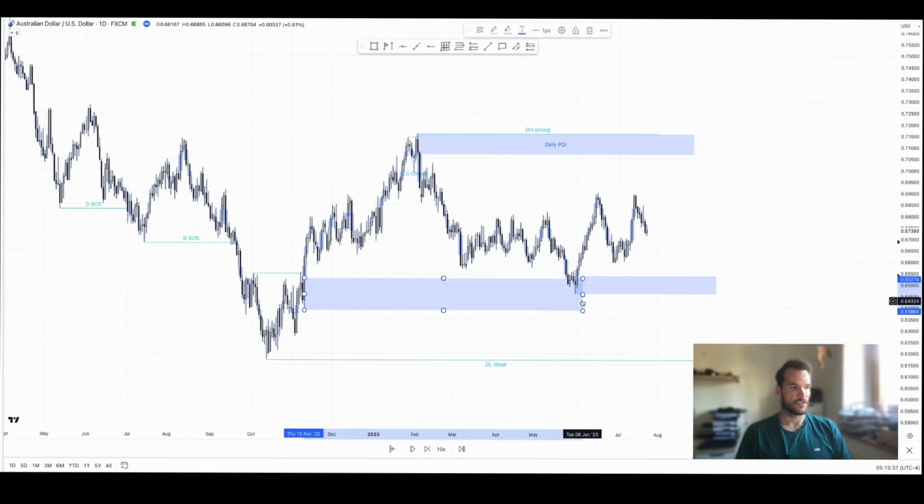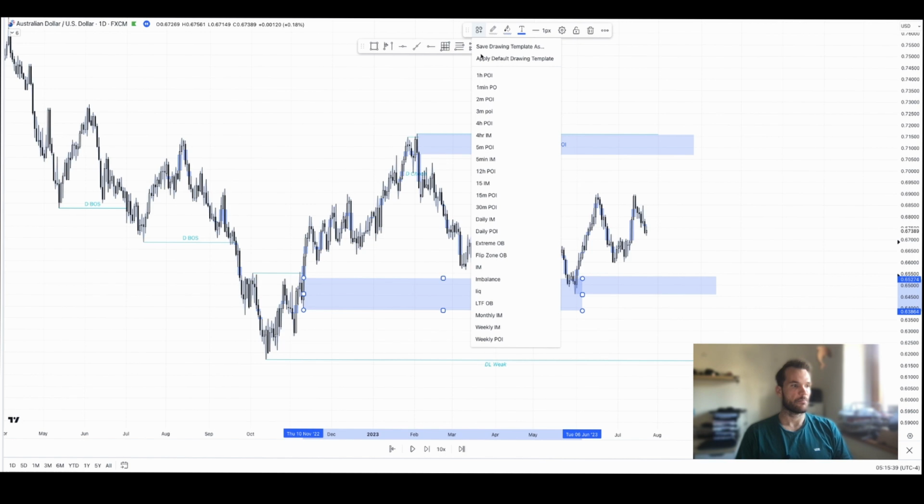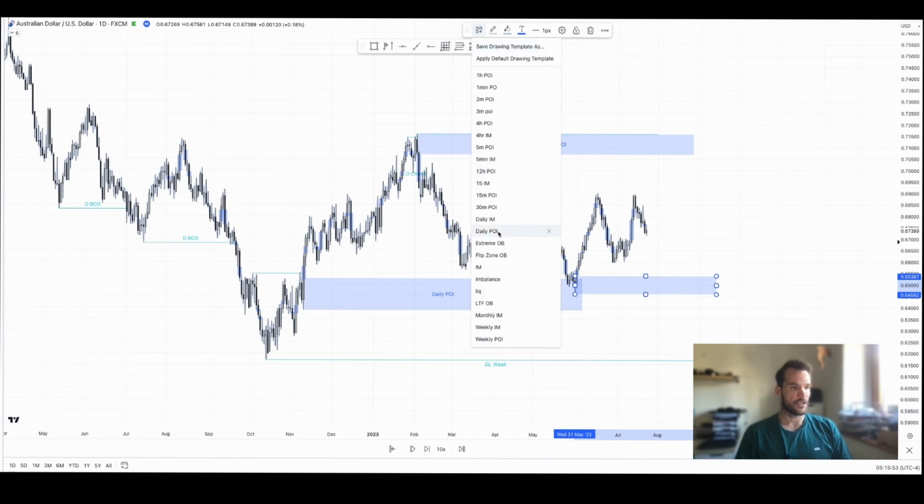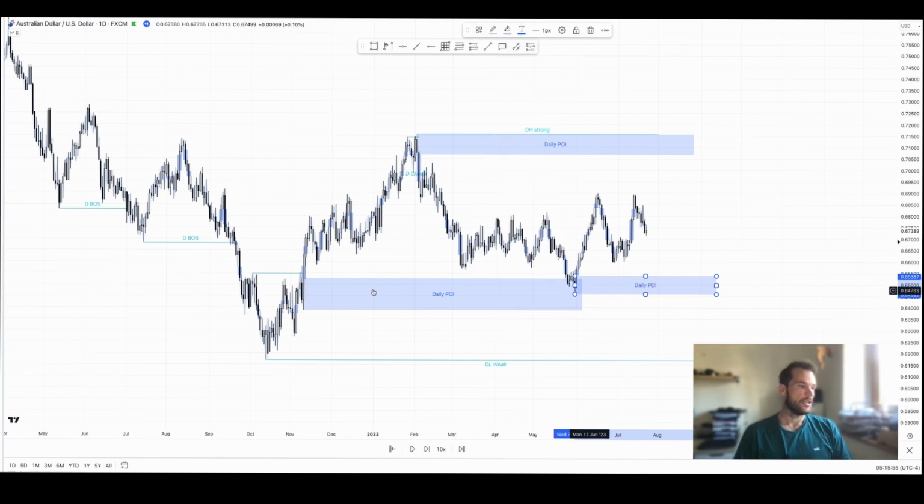Mark this out. You can see that we've already reacted from it, potentially mitigated. A lot of demand came from it, so coming back into this area, we may get more demand to push out. We don't know how long we can end up being in this range. It could range for a very long time. We just trade what we see at the time. So that's the main stuff I'm interested in right now.